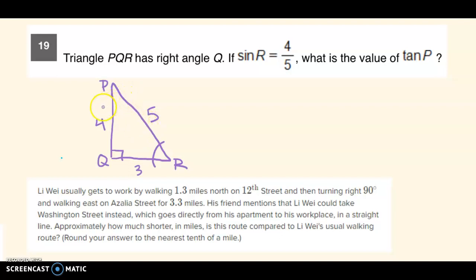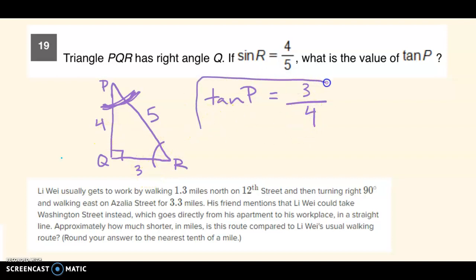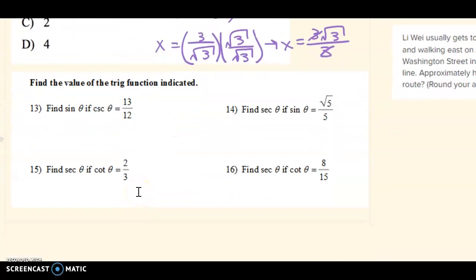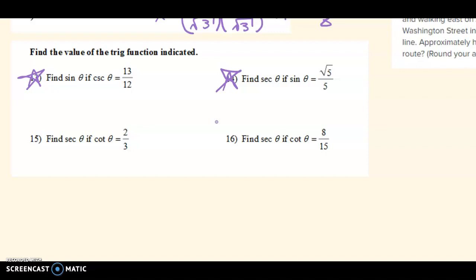And so if we're looking at P now, trying to find the tangent, it's going to be the opposite side, which is 3, over the adjacent side, which is 4. And there you go. Tangent of P is 3/4. Now we'll head down here. We only have these questions on our mastery check, so I'm just going to focus on those.